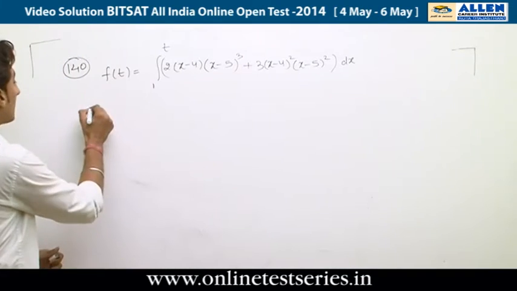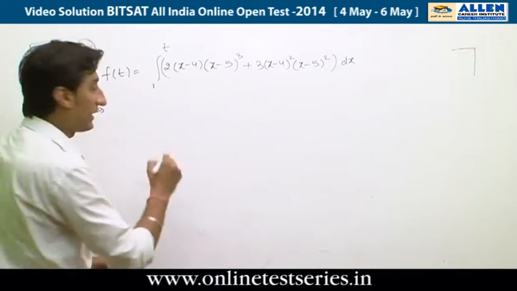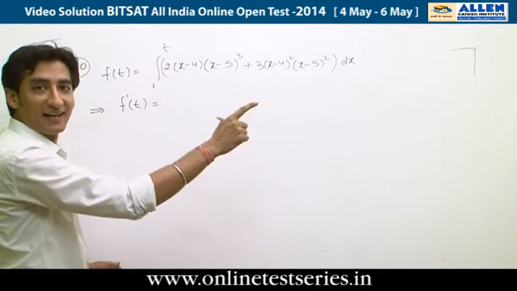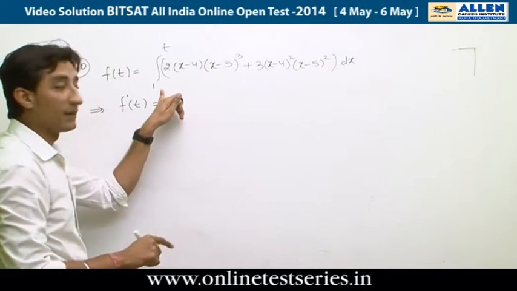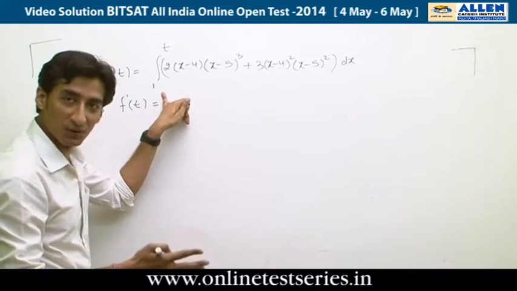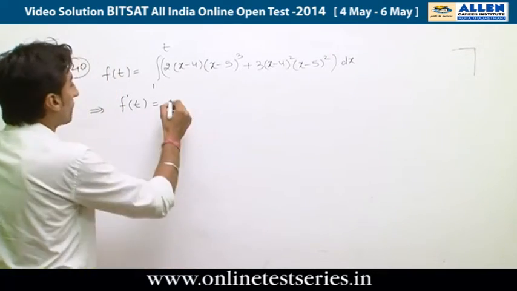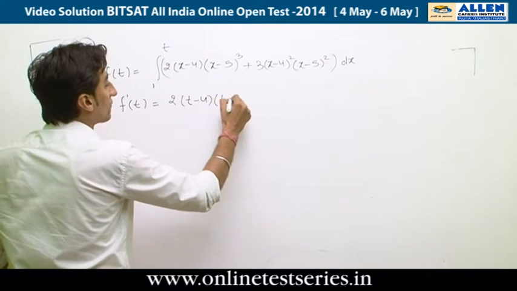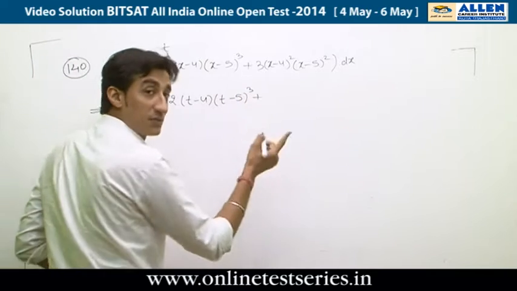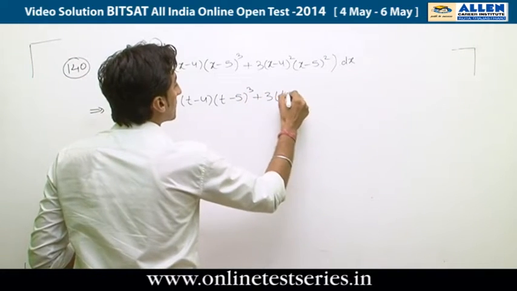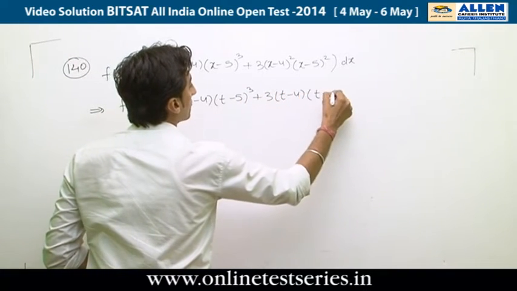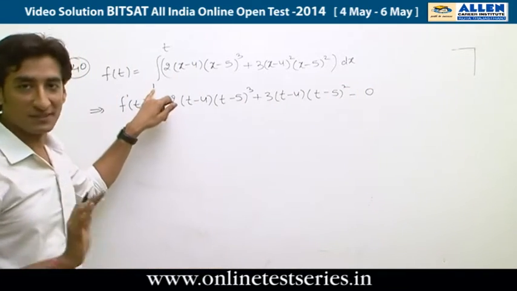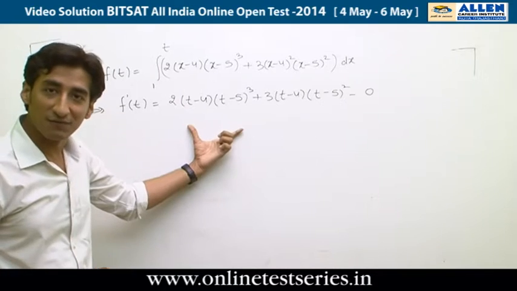So from using the Leibniz theorem, f dash t would be equal to what? We would just put the upper limit and derivative of that minus lower limit and derivative of 1 would be 0. Hence f dash t would be equal to 2 times t minus 4 into t minus 5 whole cube plus 3 times t minus 4 into t minus 5 whole square minus 0, because derivative of 1 would be 0. So clearly this is the expression of f dash t.